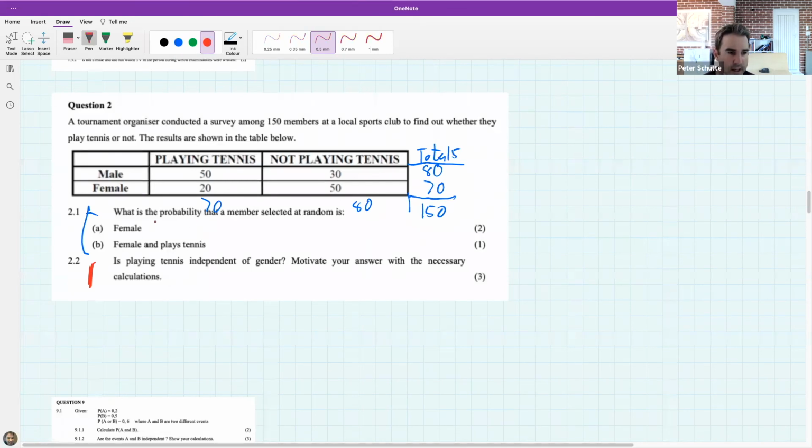So the probability of a randomly selected person being female from this group is 70 out of 150, because there are 70 females in this group. What is the probability that a member selected at random is a female and plays tennis? That's a much smaller group. So plays tennis and female, that's going to be that. So the probability would be 20 over 150.